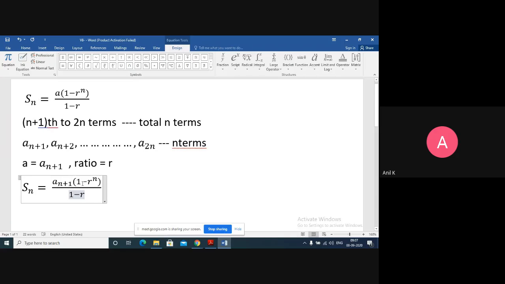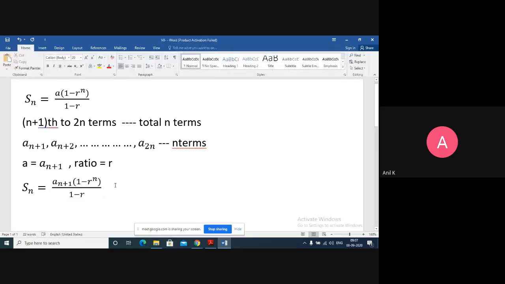Why am I taking the same term, 1 minus r to the power of n? Because the common ratio will be the same as the first n terms, and n also will be the same, because from a(n+1) to a(2n) I will have n terms. So that's why these terms remain the same, 1 minus r to the power of n upon 1 minus r.